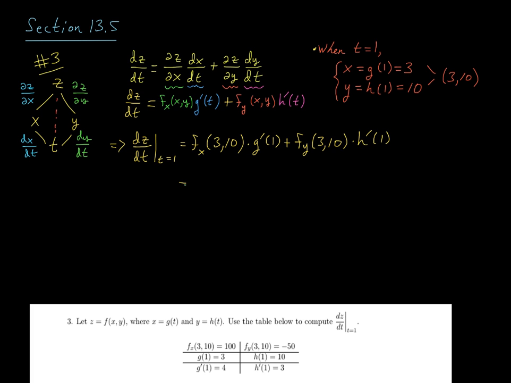All right, cool. So now let's just plug in all the given info. We've got 100 for the f sub x derivative times g prime of 1, which is 4. And then we're going to add, that'd be minus 50 for the y partial derivative times h prime of 1, which is 3. And so what do we have here? This is 400 minus 150. So that's going to equal 250. All right, great. That is going to do it.